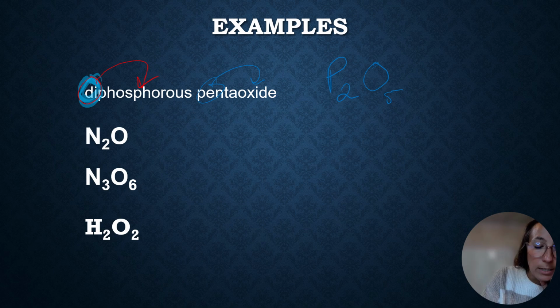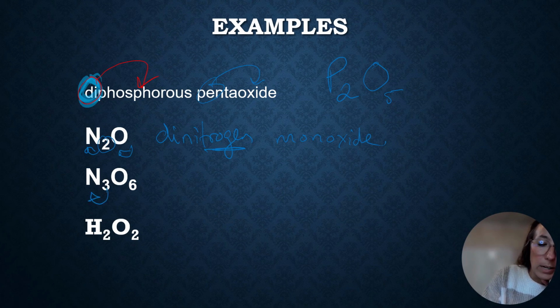Here I'm naming it. I have 2 of the nitrogens, so this is dinitrogen. We do not change that naming. It stays the same. And then 1 oxygen, so this is monoxide.